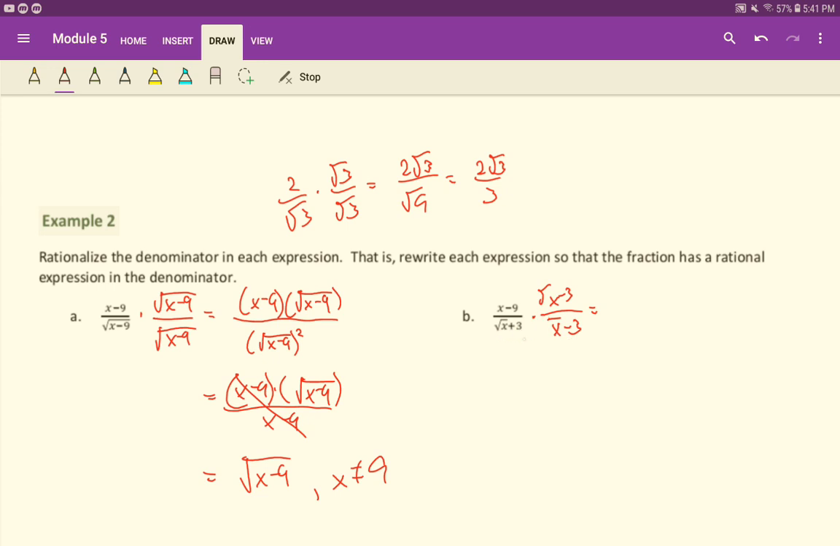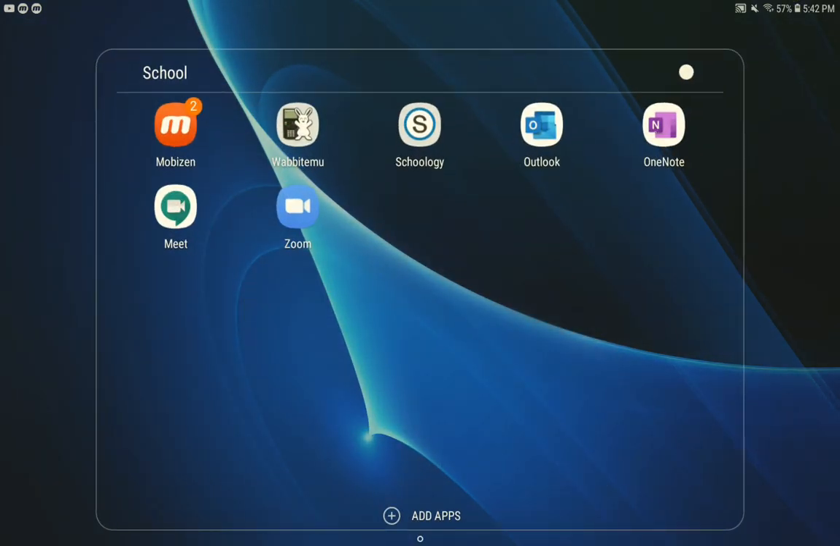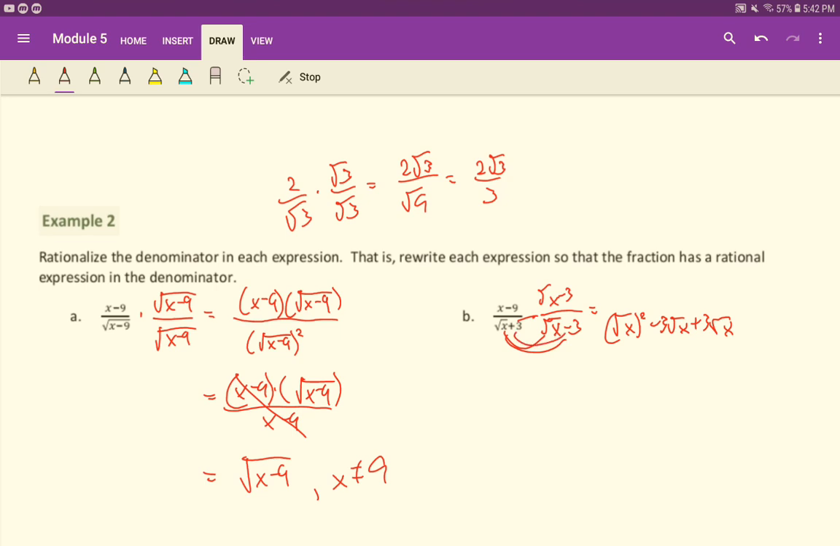We multiply in the denominator. It's going to be root x times root x, so it would be root x squared, and then it'll be minus 3 root x, and then plus 3 root x, and then 3 times negative 3, which will be negative 9.